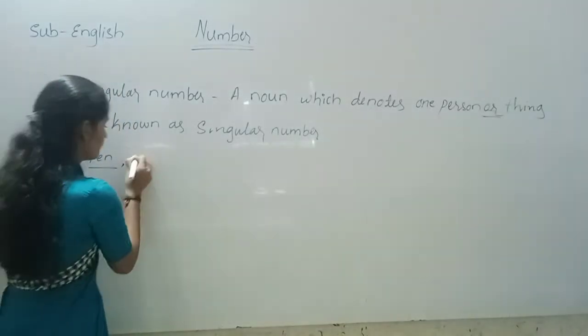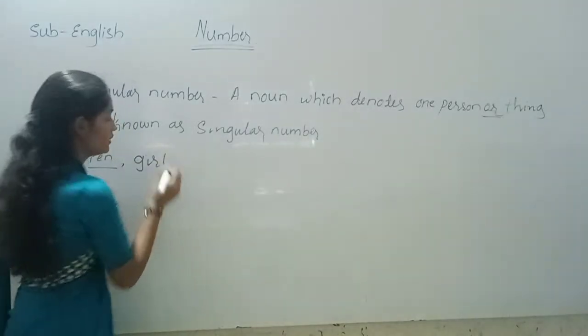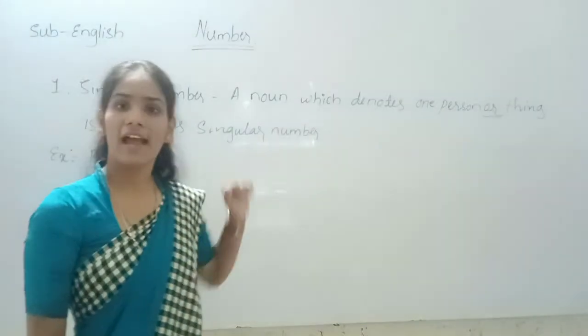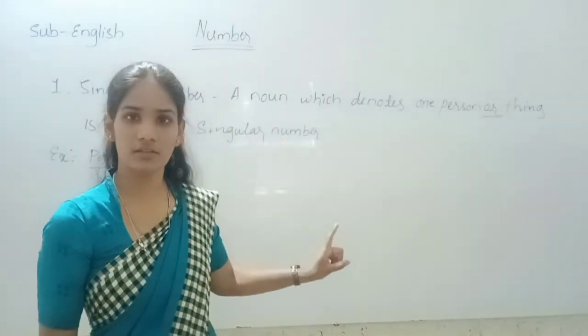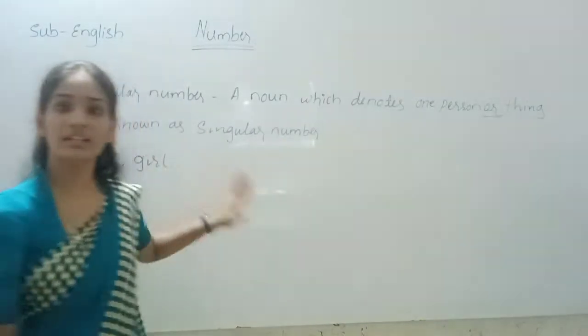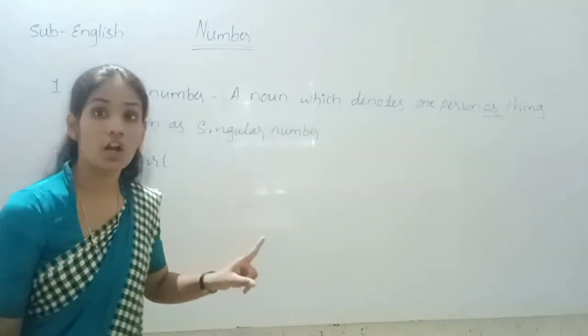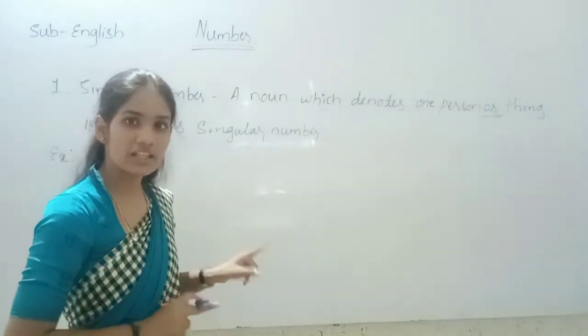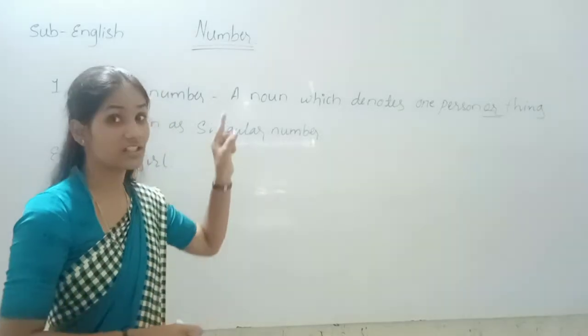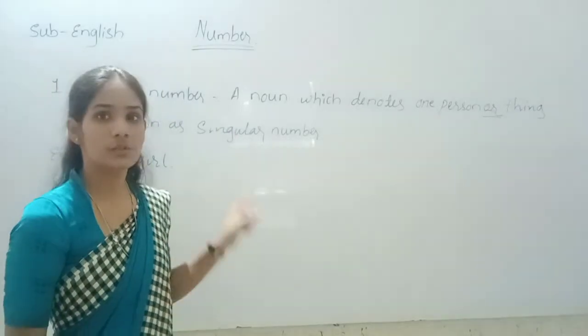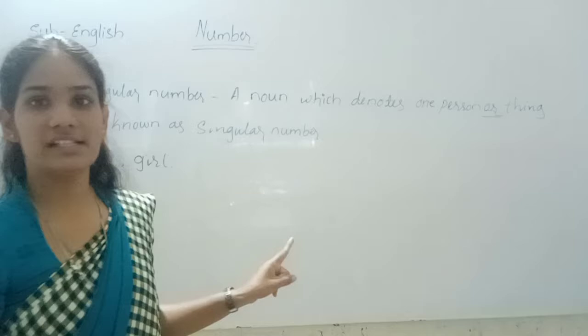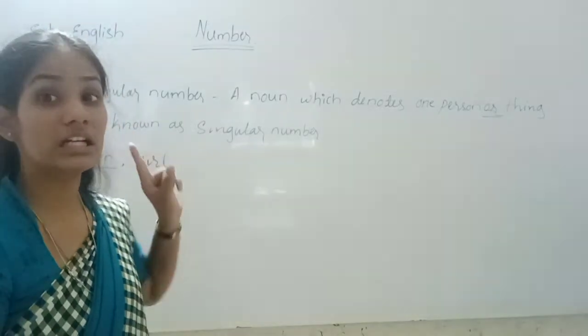Girl. Suppose a girl is standing here and she is only one person. One person means it is singular, girl. So for that I am using the word girl, not girls. Why? Because only one is there. How many are there? Only one. So for that I am using girl.